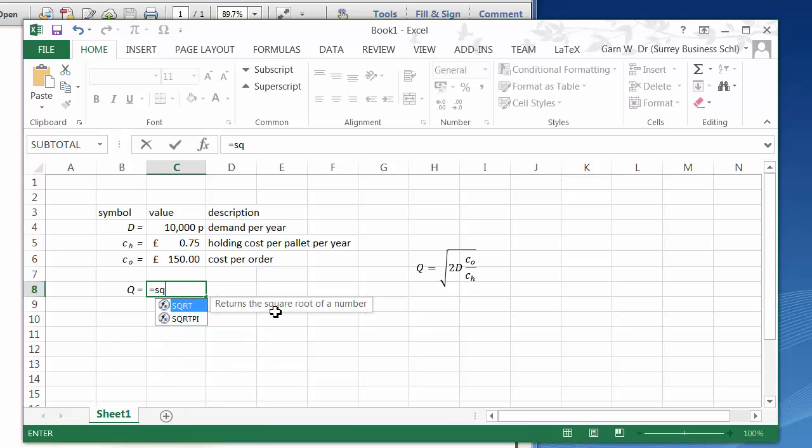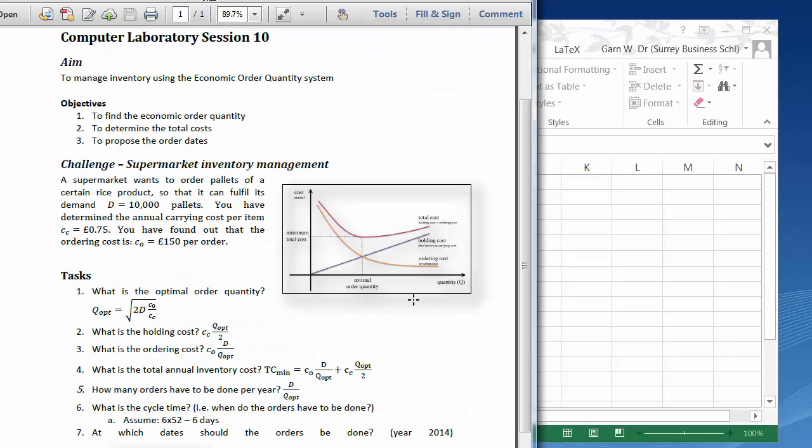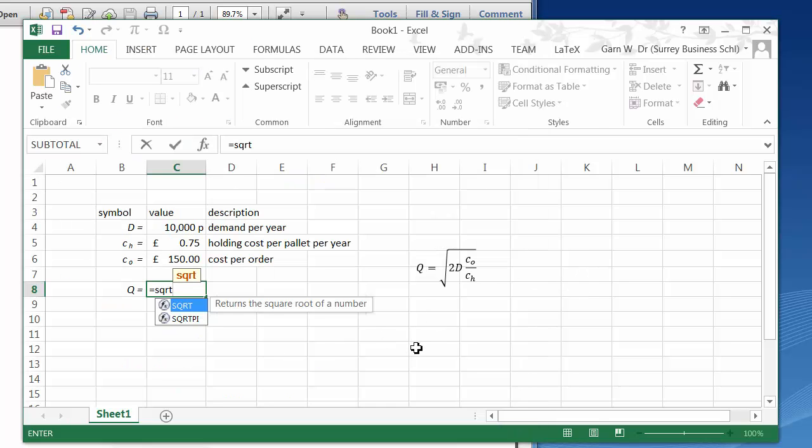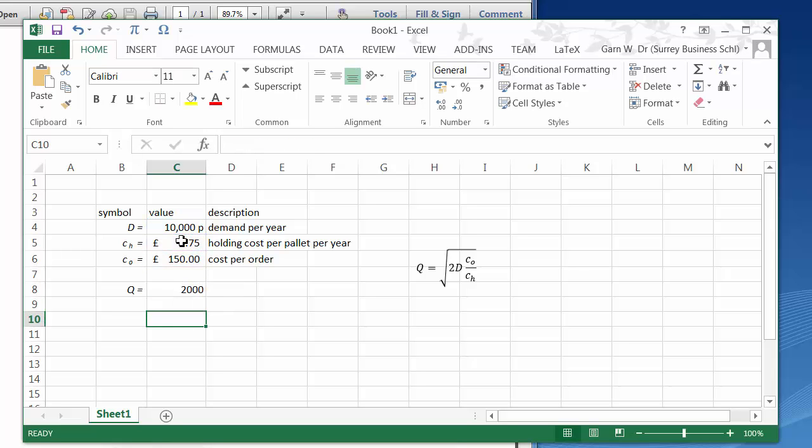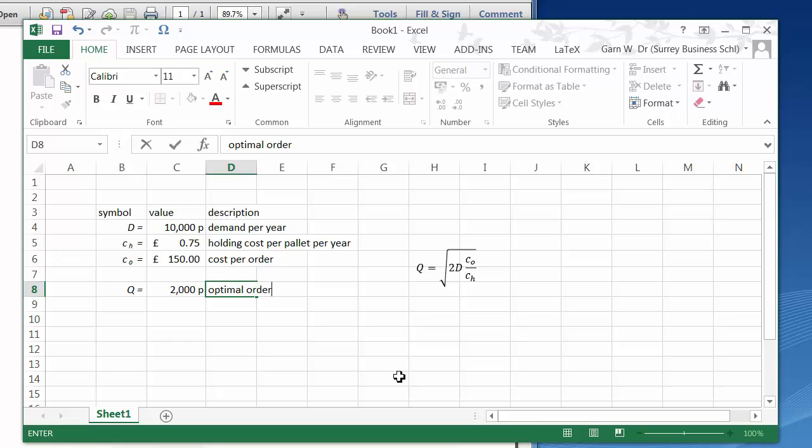which is quite obvious from this diagram, the linear relationships and the inverse of the ordering cost, and we are just equating those two. Okay, so square root of 2 times the demand, which is here, demand, times the ordering cost divided by the holding cost. And this is the optimal order quantity.